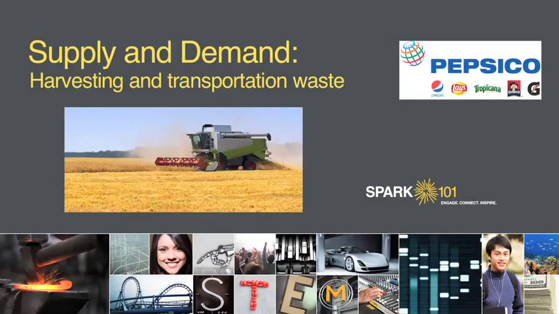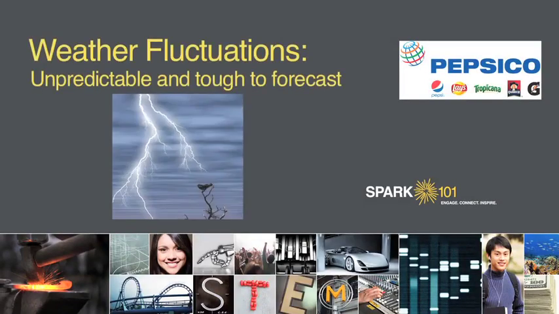Supply and demand factors, which are based on several things related to harvesting and transporting food that we'll talk about. Weather fluctuations impact food harvest quite a bit, and they're very unpredictable and very tough to forecast.